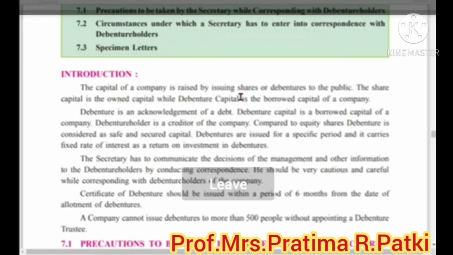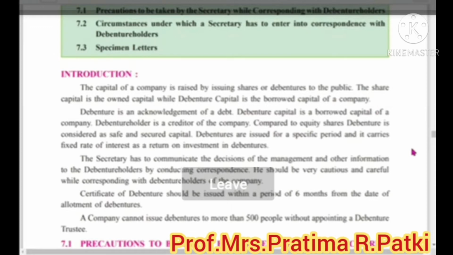Whereas debenture capital is a borrowed capital. Underline the two terms here. Owned capital, borrowed capital. Underline share capital, underline debenture capital. Now, when we use the word borrowed, that means we are taking it from them. So we need to return to them. So it is like a debt. Yes, debenture is an acknowledgement of debt. Debenture capital is a borrowed capital. Underline this term debt, underline the term borrowed capital.